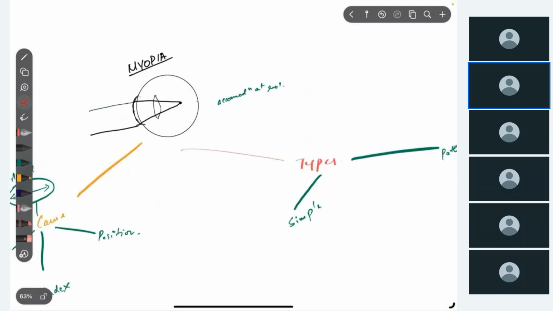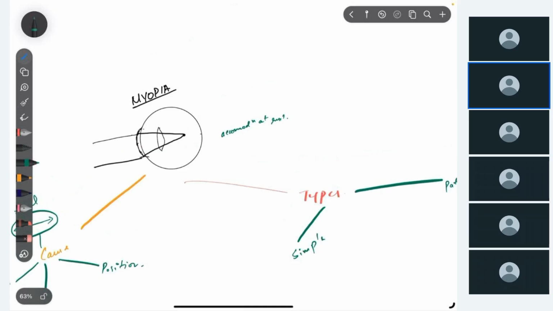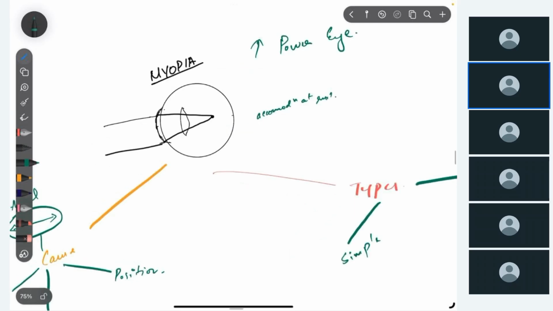Myopia is the opposite of hypermetropia. We saw that in hypermetropia, there is a decrease in the power of the lens or decrease in the power of the eye. Here in myopia, there is an increase in the power of the eye, the refractive power of the eye, because of which the light rays which enter are getting converged in front of the retina. So the light rays which are coming are getting focused in front of the retina when accommodation is at rest.